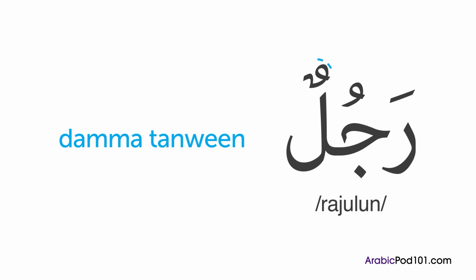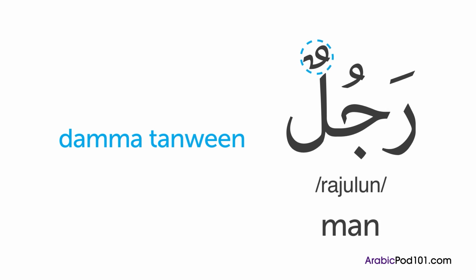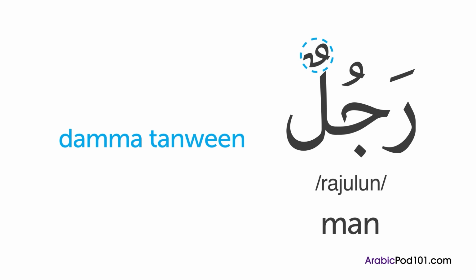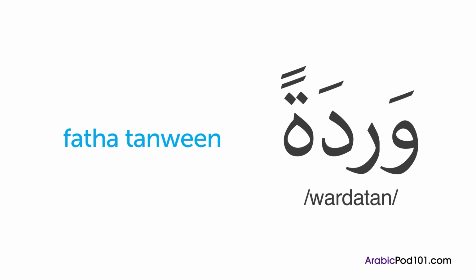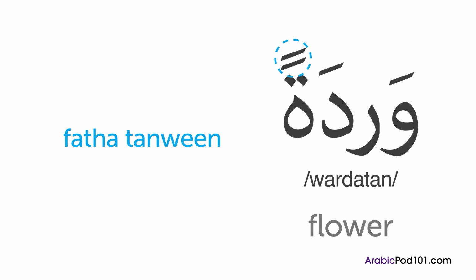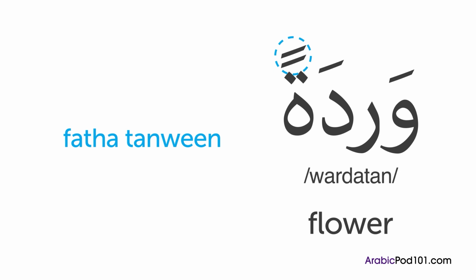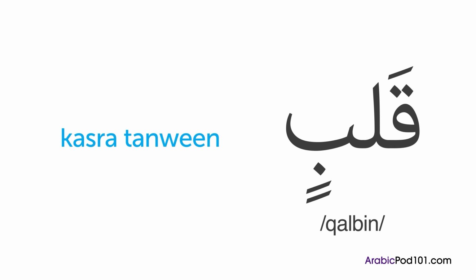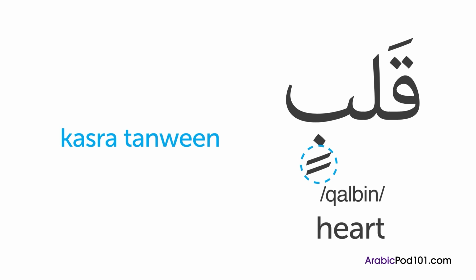Check how the dhamma tanween looks like in the word rajulun, which means man, in the nominative case and the indefinite form. Here's how fatha tanween looks like. Wardatan, meaning flower, in the accusative case and the indefinite form. And kasra tanween looks like this. Qalbin, which means heart, in the genitive case and the indefinite form.